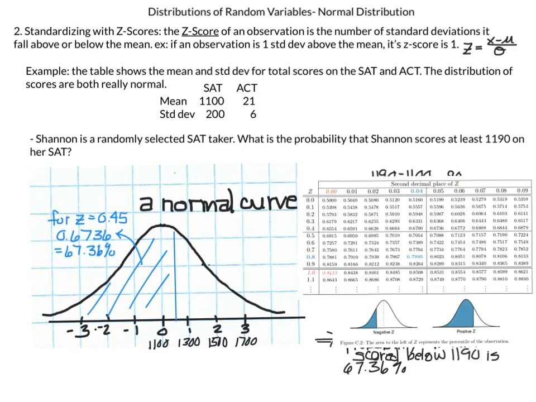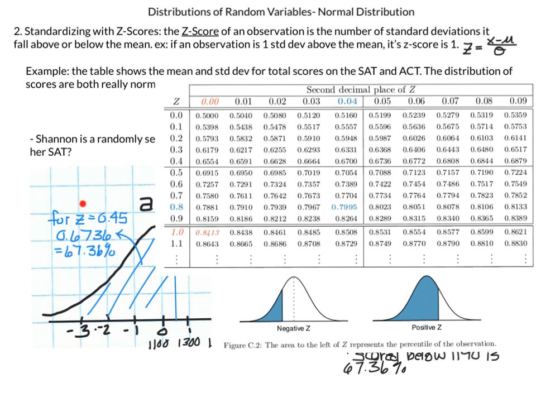Using my table now, I'm going to look up the probability of the z-score of 0.45. That's Shannon's z-score. So it's 0.4, which is here, and then I need a 0.5, which is over here. So her probability of the z-score of 0.45 is 0.6736, or 67.36%. So I've written that down here.